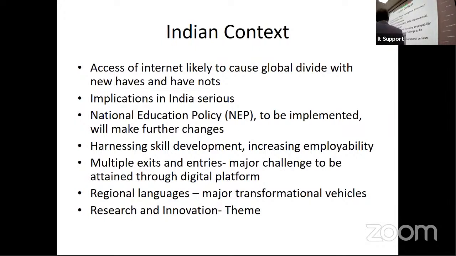Of course, while COVID has been there, we have also implemented NEP. Let's not forget the National Education Policy. I must say a few lines on this, that it is likely to be implemented, and this will make very deep changes. Harnessing skill development has been one of the major highlights of the NEP. Increase employability. Multiple exits. We have been discussing how to do multiple exits and entries. Entries are going to become a much bigger challenge than exits.